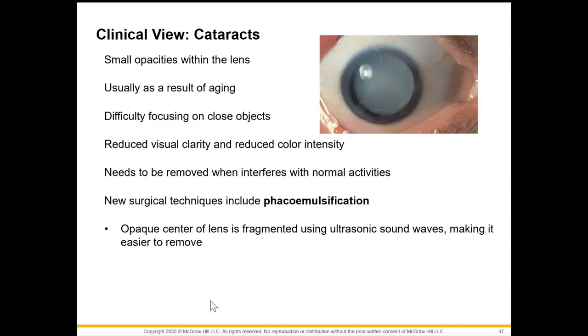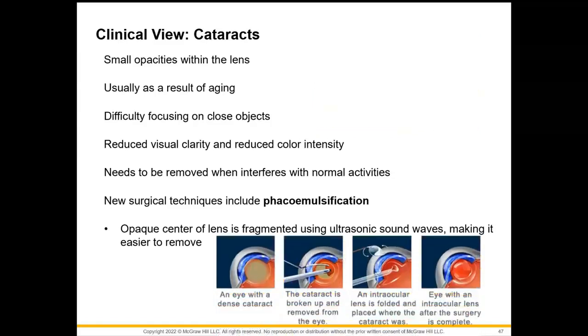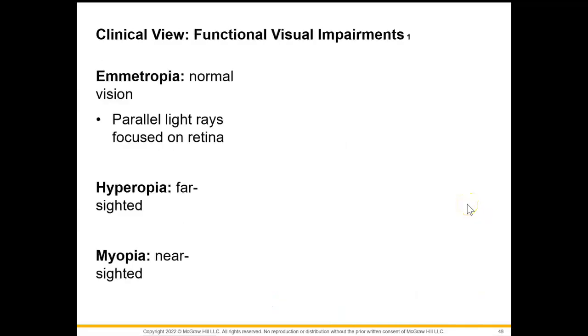phacoemulsification. The opaque center of the lens is going to be fragmented using ultrasonic waves, and I have an image that will show you this. There we go. So here's the eye with the dense cataract, and then that cataract is broken up. In this instance, it is going to use ultrasonic waves in order to do that, and then we can remove it and fold up an artificial lens to place over here where the cataract was. And now we have a brand new clear lens in place. Pretty amazing.